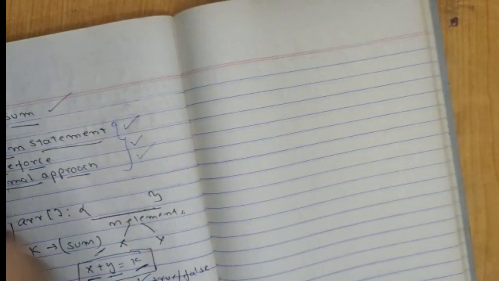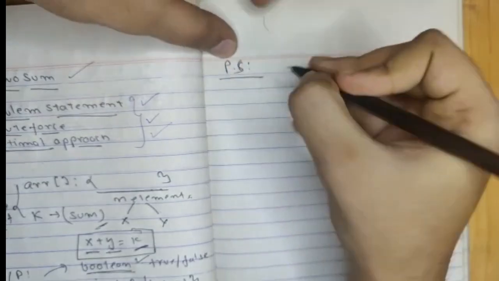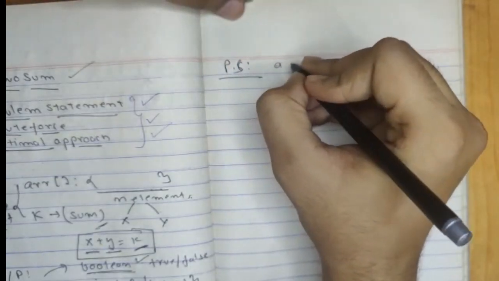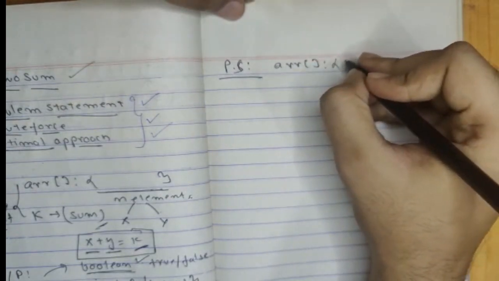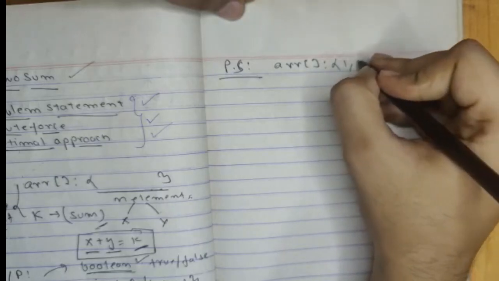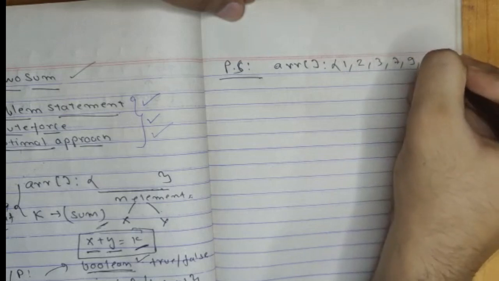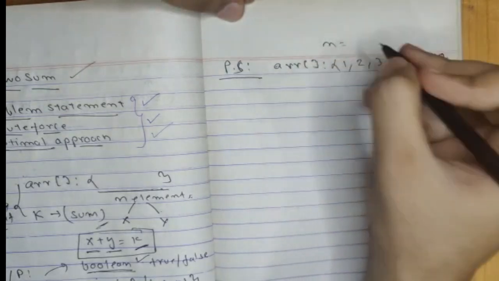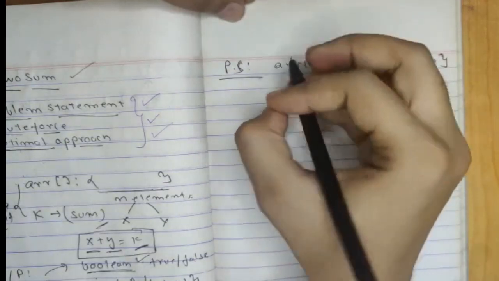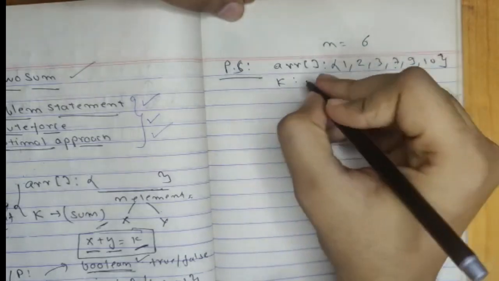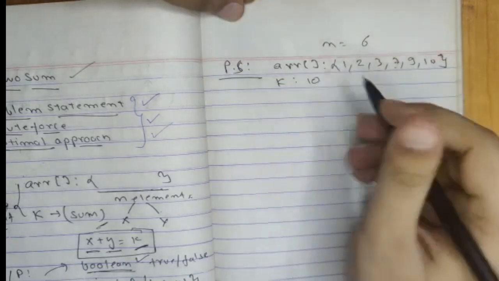So let's write our problem statement once again. Our problem statement says that we will be given an array, suppose its name is ARR, and it is sorted. So let's consider some values: 1, 2, 3, 7, 9, and 10. Okay, its size is 1, 2, 3, 4, 5, 6. Am I right? Yes, 6. And we are given the value of k as, let's say, 10. Okay, we are given it as 10.